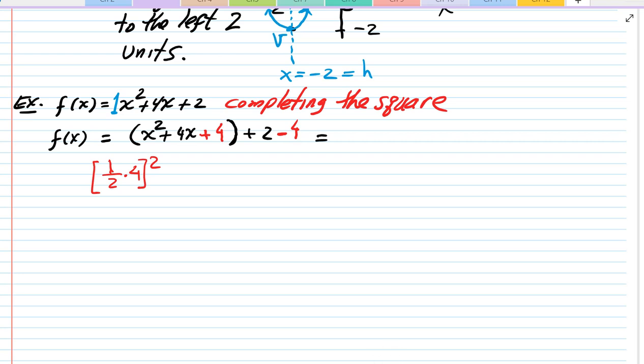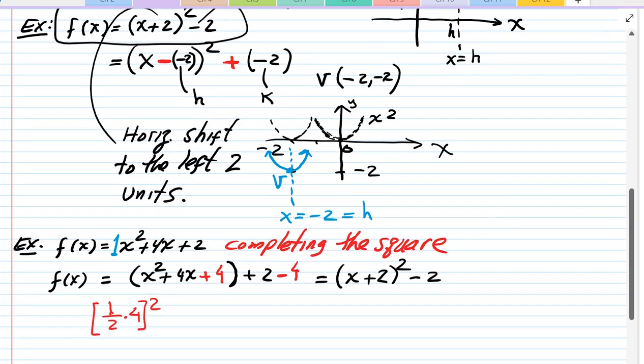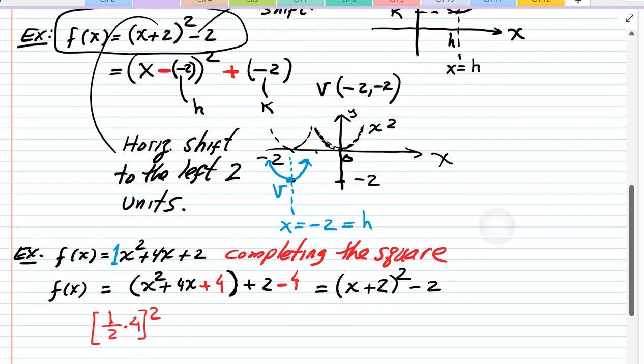Cool. At this point, what we have in here in parentheses, we call this a perfect square trinomial, and that means I can write that expression as a square of a binomial. What does the square of a binomial look like? Well, half of 4, 2, is what goes in here. And don't forget, you have to square the binomial. Otherwise, it's not the same as the trinomial. And next to that, 2 minus 4 is negative 2, and I have the HK form. It looks exactly like the one we have up there, doesn't it?